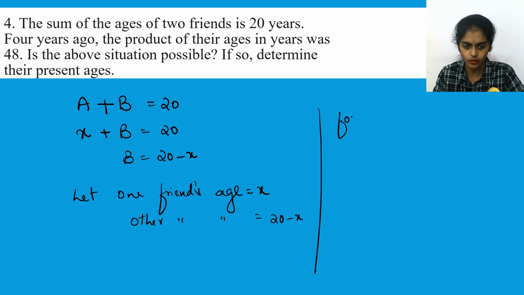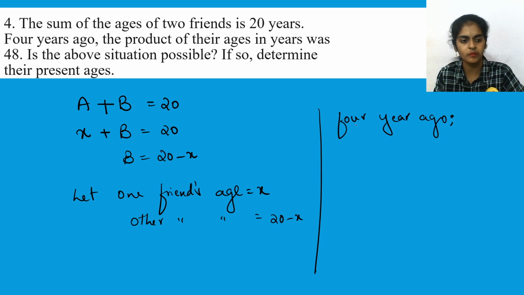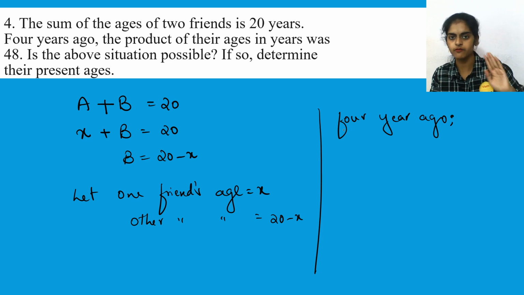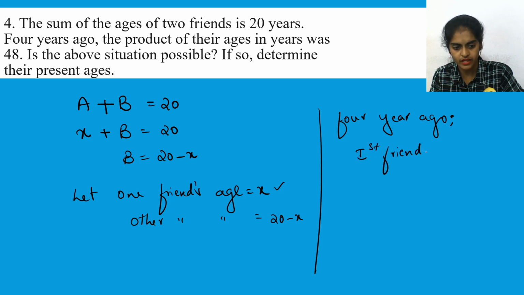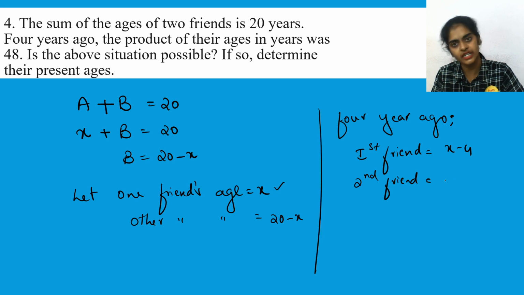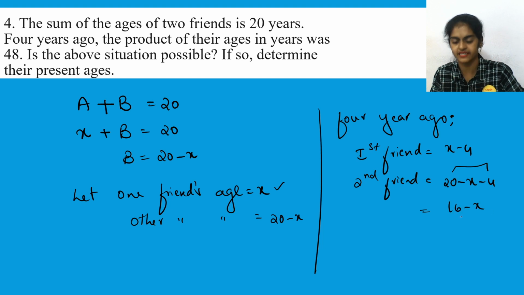4 years ago. So when I was teaching you linear equations word problems, I explained to you here, 4 years ago means you take present age minus 4 years. So present age is X. Now 4 years ago the first friend's age will be X minus 4. And the second friend's present age is 20 minus X. 4 years ago, his age will be 20 minus X minus 4. So it will be 20 minus 4 is 16 minus X.